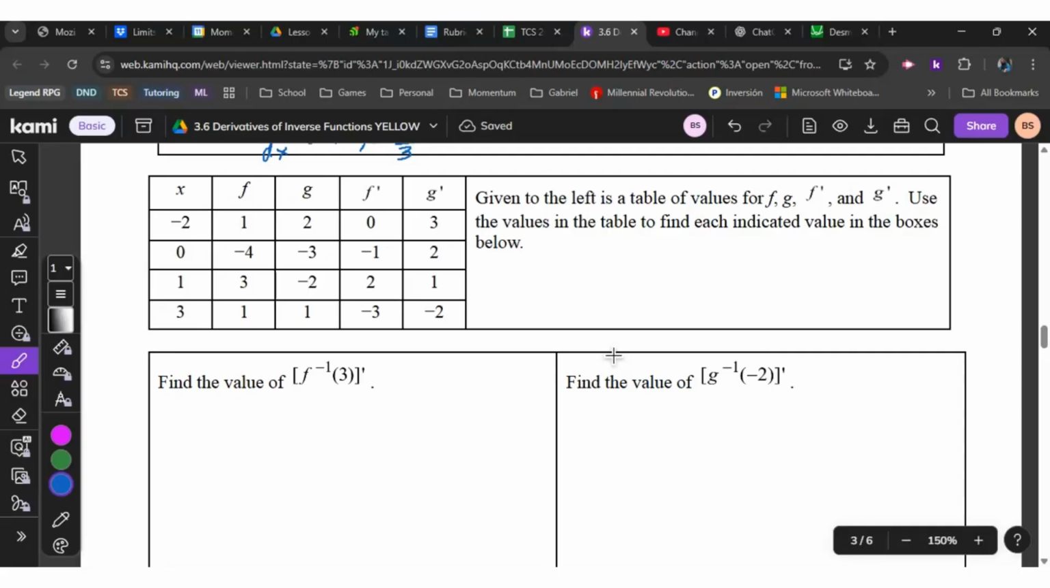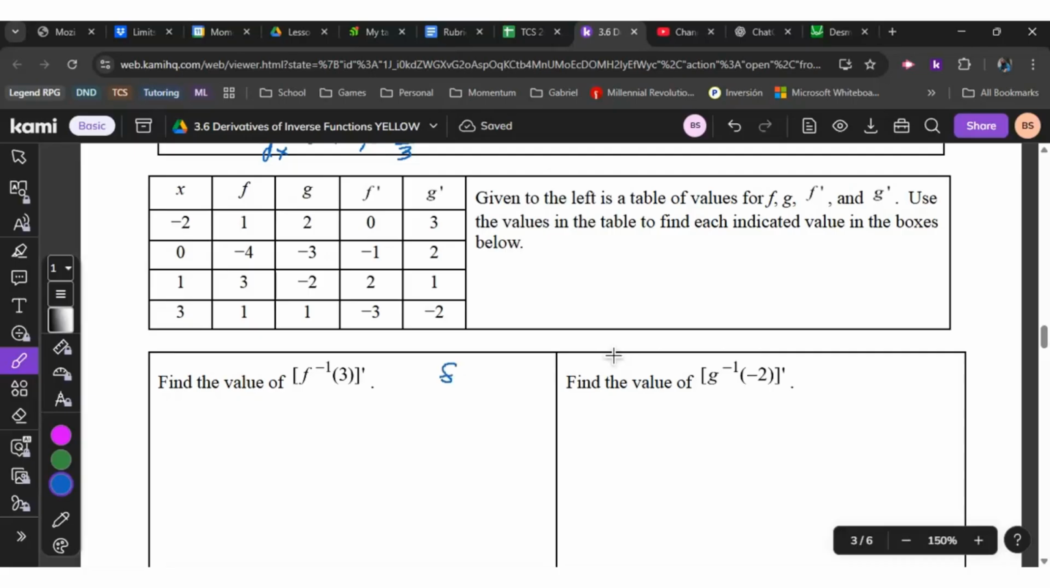All right, so now we've got x, f, g, f prime, and g prime. Given to the left is a table of values for f, g, f prime, g prime. Use the values in the table to find each indicated value in the boxes below. Remember, we love chart questions because you have to know what you're doing or it shows. So if we look at this, what do we kind of need to know?